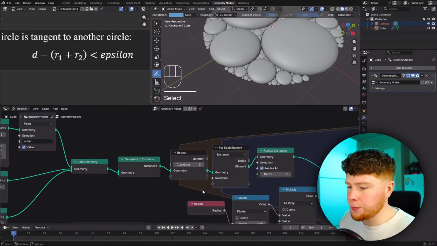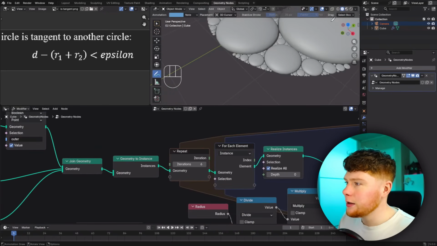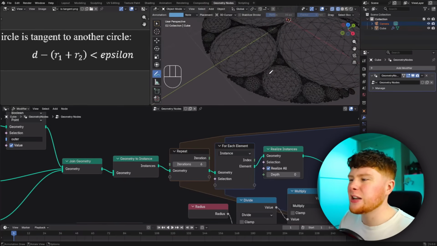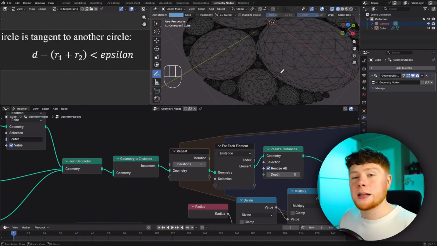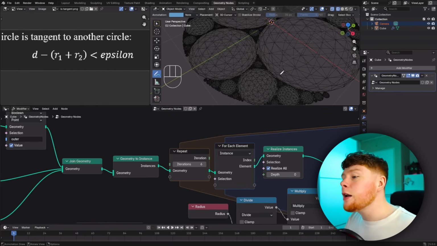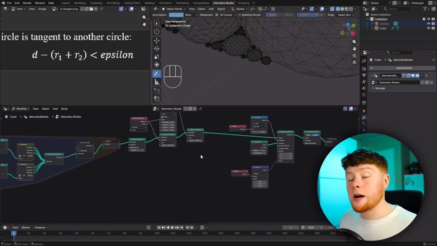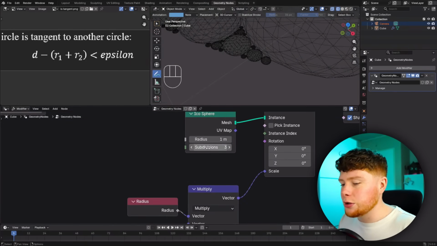However, if I now put the iterations higher, you will see that the smaller icospheres get the same resolution as the bigger icospheres. And that's not really needed, and it's going to take a lot of computer power from us. So let's make it so that the smaller icospheres get a lower resolution of subdivisions.